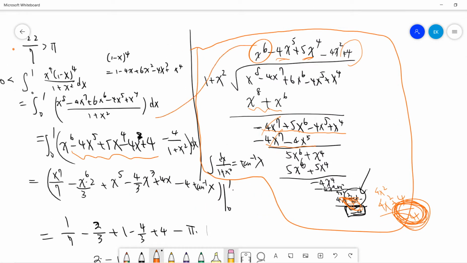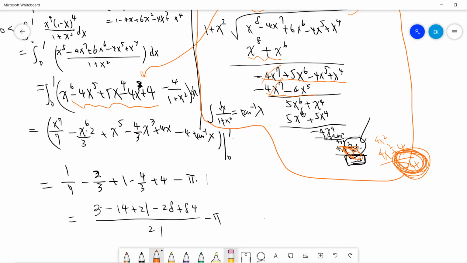We just put all of these together with the remainder. The remainder is negative 4 over 1 plus x squared, dx. So the first term is x to the 6, the integral is x to the 7 divided by 7, then 2 times x to the 6 divided by 3, x to the 5, minus 4 divided by 3 x cubed plus 4x, and then minus 4 arctangent x, because the integral of 1 over 1 plus x squared is arctangent x. So we evaluate from 0 to 1. You plug in 1, and then you get this.